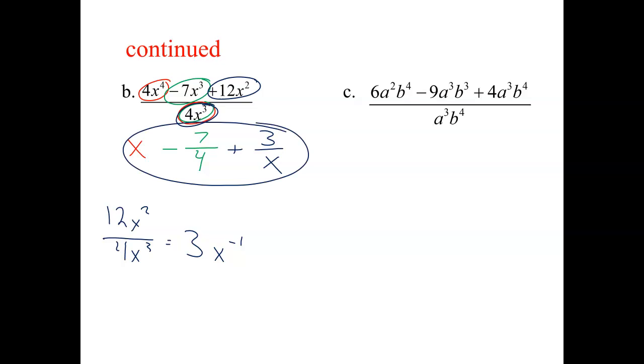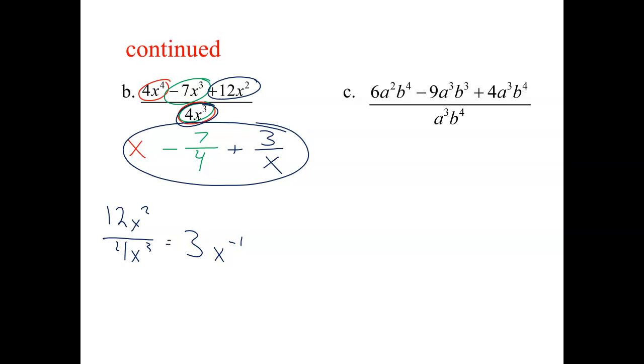And then the last term divided by the denominator. 3 over x. 12 and 4 simplify to give me 3. Our quotient rule says we do what with our exponents? Subtract. So I end up with negative 1. That negative 1 moves that x to our denominator. All right, so there's our quotient: x minus 7/4 plus 3 over x.